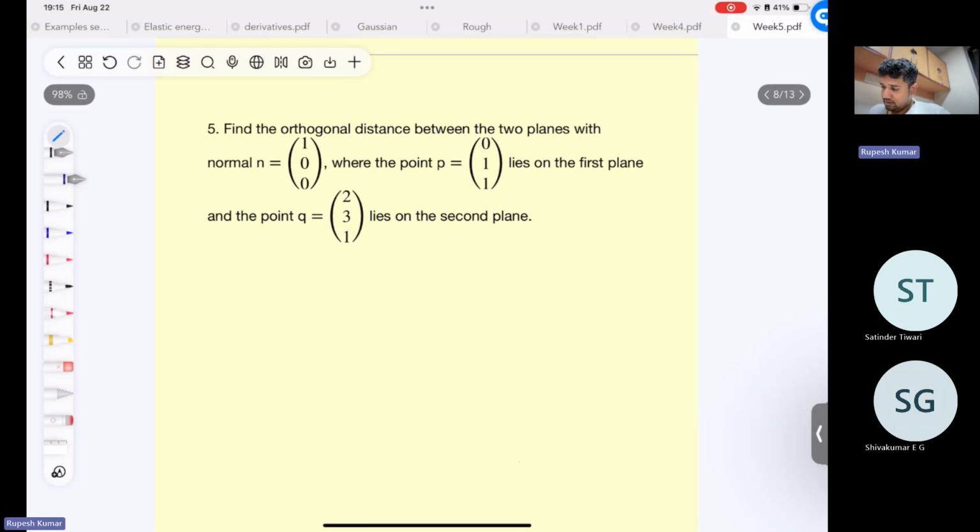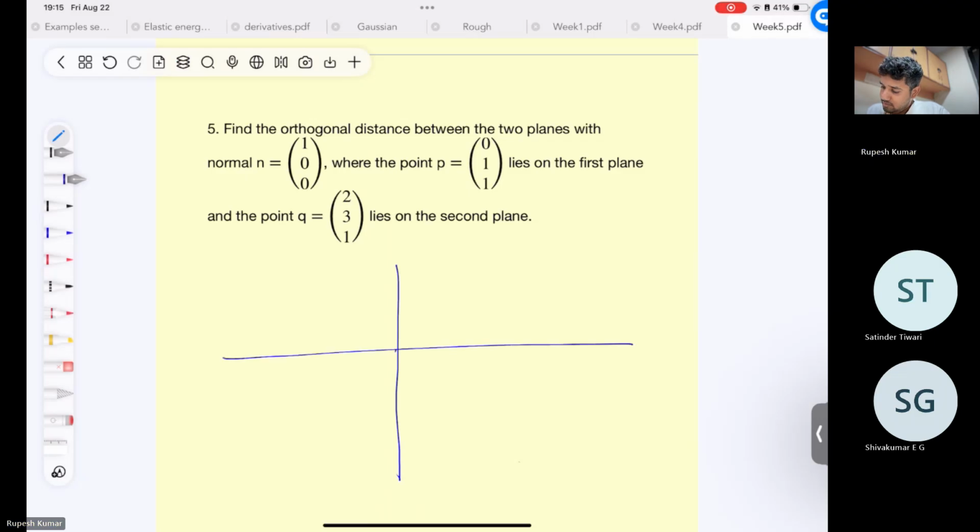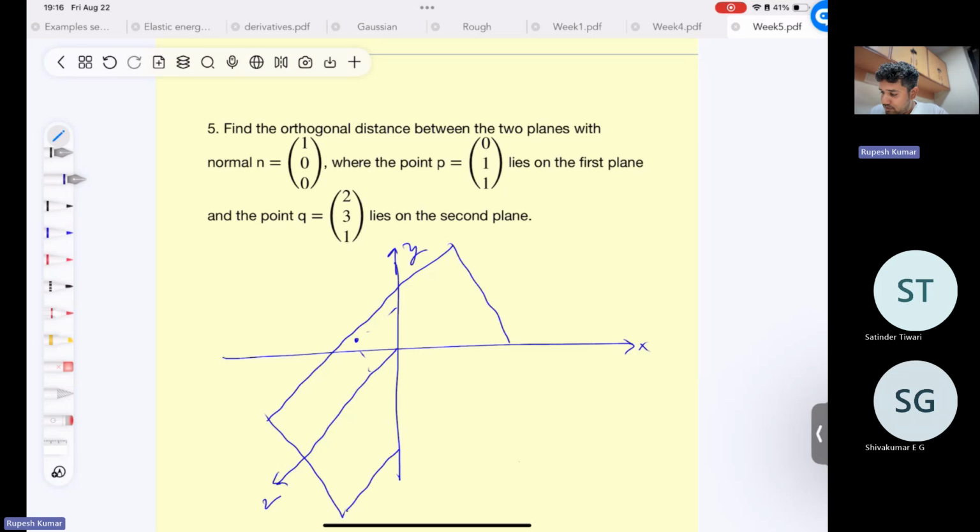So let's say this is your basis and you have the point 0, 1, 1. This is this point in the YZ plane. And I'm saying the normal is along the x-axis, right? This is x-axis, this is y-axis, and this is the z-axis. So your plane will be essentially the YZ plane, right? So this is the plane that we are interested in right now. So this is the YZ plane, fine.